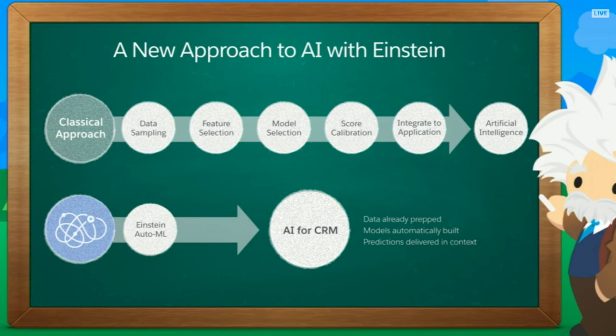Now what Einstein does is it does automated machine learning, which is this bottom row here. So essentially we're taking care of all those steps for you. What's important about this is lots of different places in the application, the software that we're going to look at, we're doing this automatically for you.